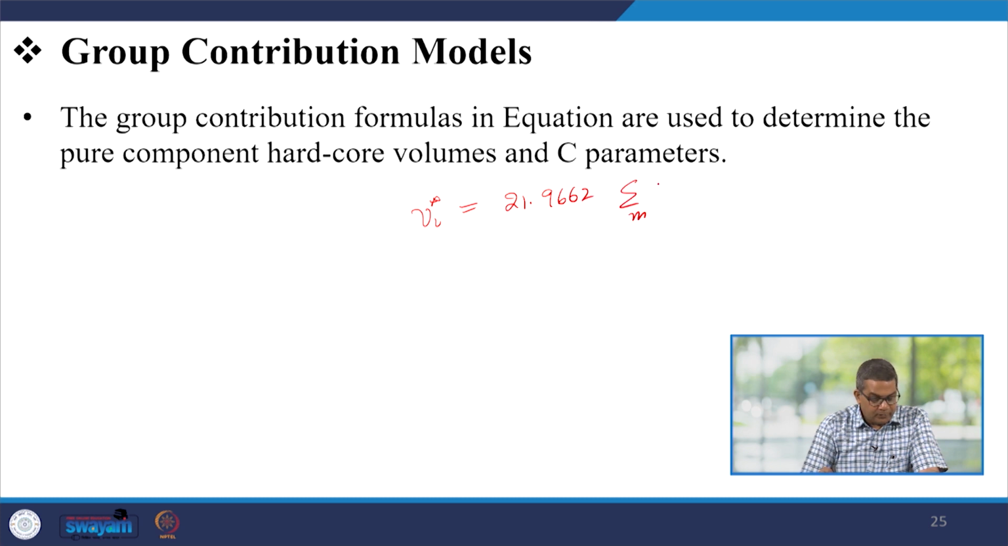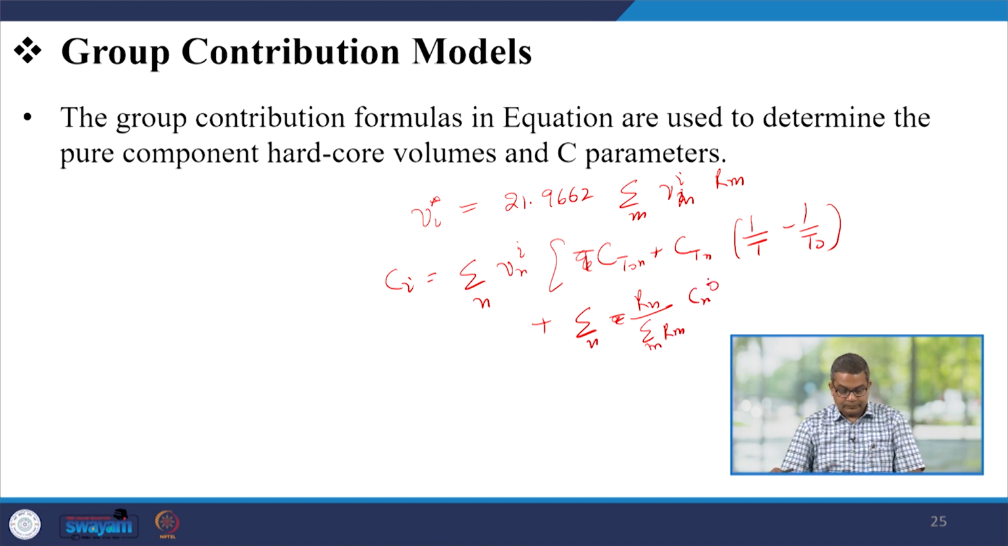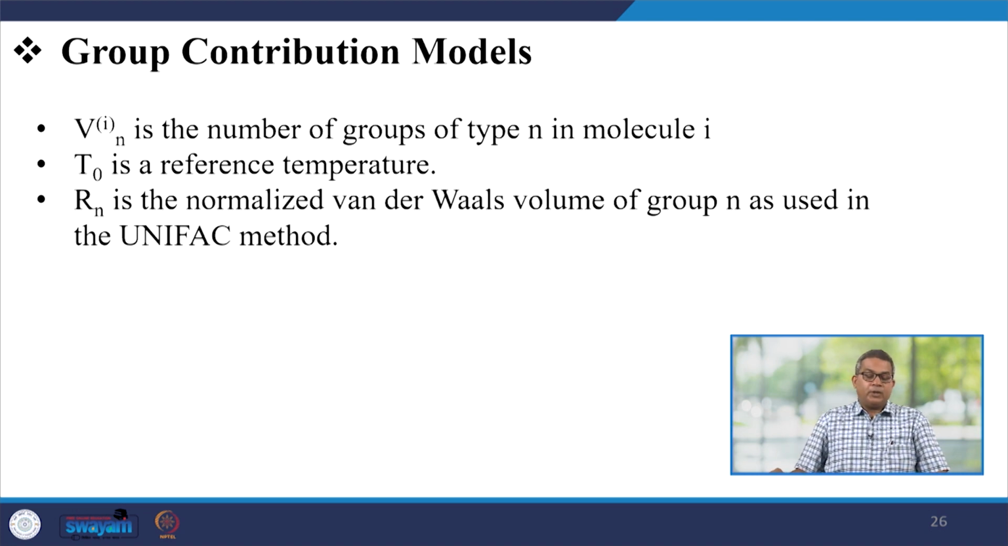V_i* = 21.9662 Σ_m v_m^i R_m, and C_i = Σ_n v_n^i [C_t,n^0 + C_t,n^1 (1/T − 1/T_0)] = Σ_n v_n R_n / Σ_m R_m C_n^0. Now here v_i is the number of groups of type n in molecule i, T_0 is the reference temperature, and R_n is the normalized van der Waals volume of the group n used in the UNIFAC model.